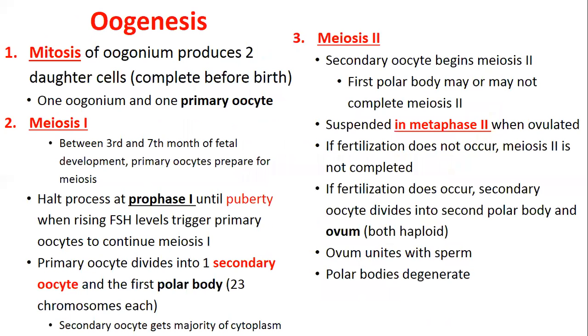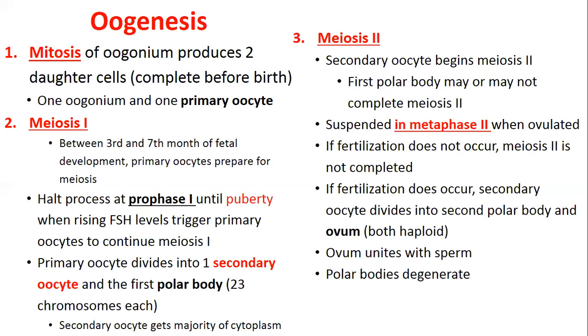So oogenesis, like spermatogenesis we talked about in males. In oogenesis, mitosis occurs to produce oogonia, which basically produce two identical daughter cells. And one of that division is the primary oocyte, which continues into meiosis 1. Meiosis 1 occurs in females between the 3rd and 7th month of fetal development, where primary oocytes are basically prepared for meiosis, but the process is halted. It's actually stopped in prophase 1.